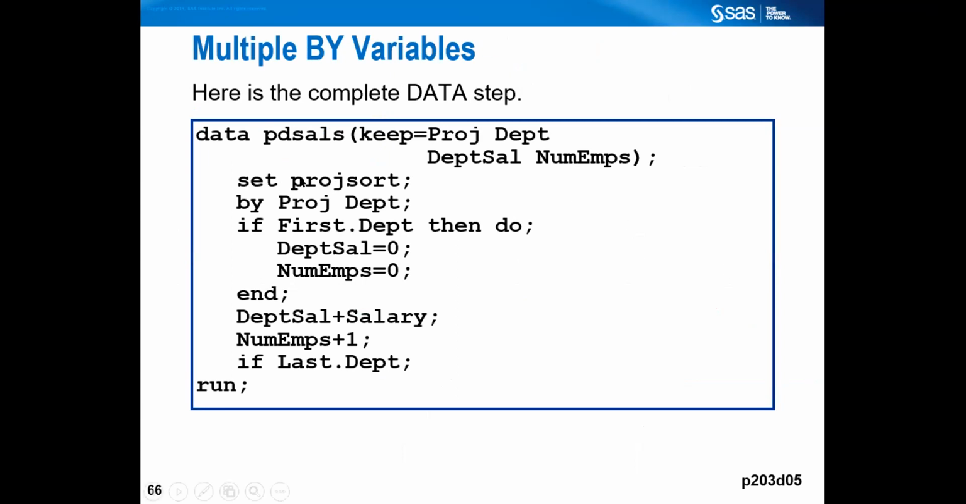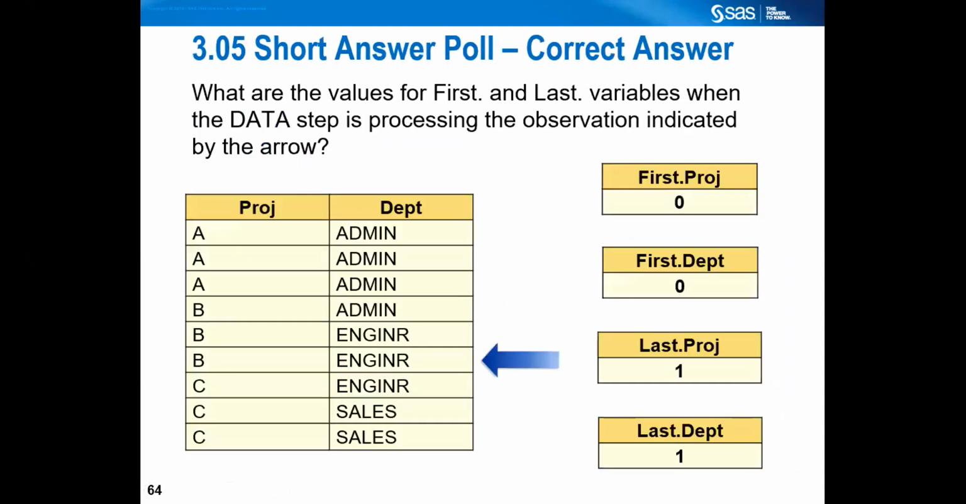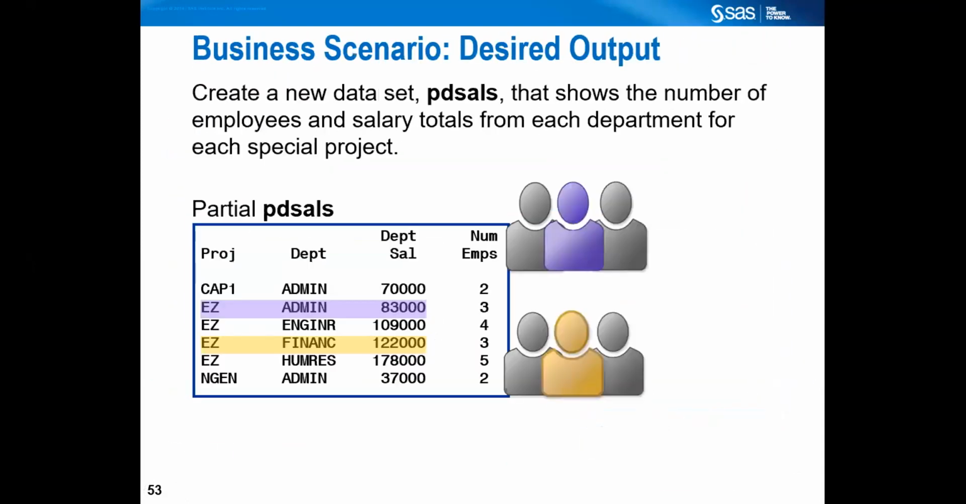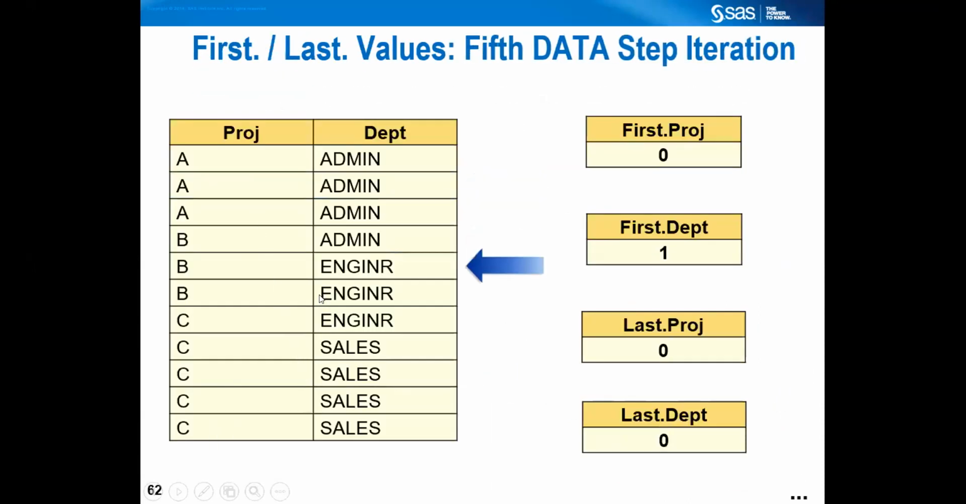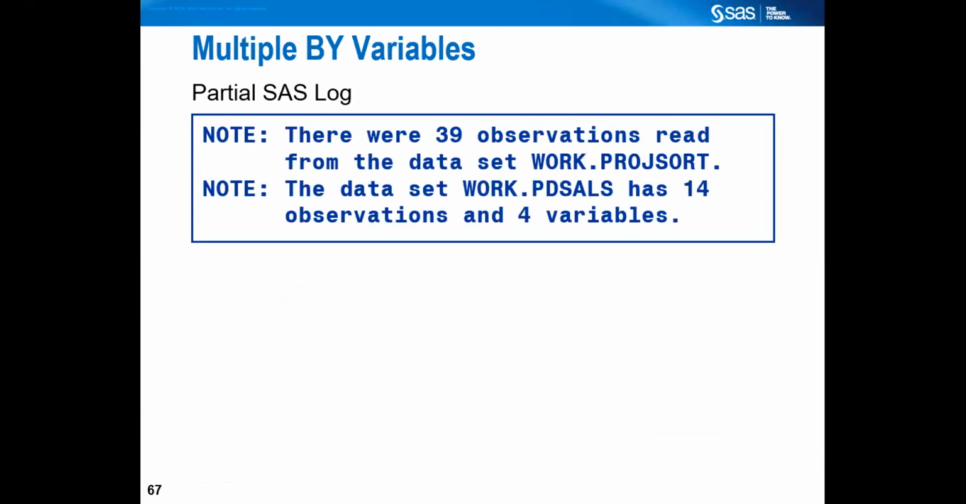You have written the same order of your variables as your data was sorted by project and department, but you want to calculate the salary by department. Why? Because if you remember this business scenario, create a new data set pdsal that shows the number of employees and salary totals for each department for each project. Though you have sorted by project and department, you want to process via department, correct?